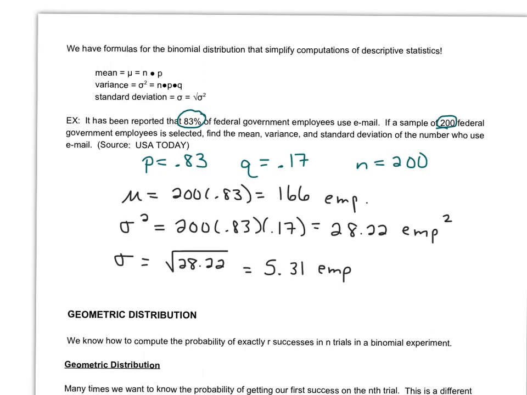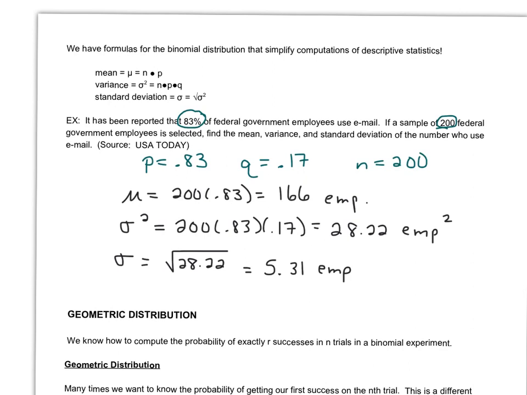So what I know about this situation is, if I take a lot of samples of 200 federal employees, I'd expect about 166 out of those 200 to use email, and those results would be off by about 5.31 employees on average. So some samples would have more, some samples would have less, but on average they'd be off by about 5.31. So that's kind of the binomial distribution, how many out of how many.